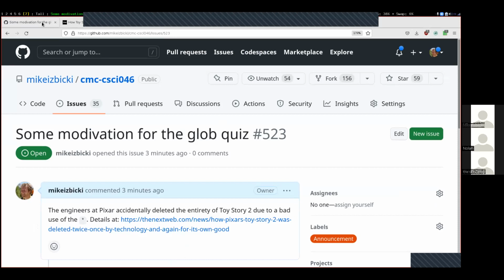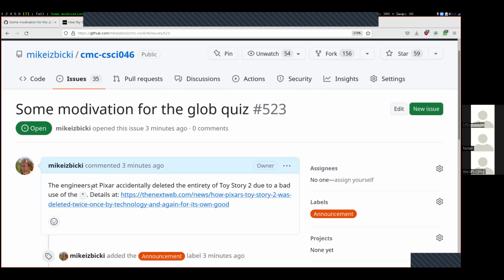So most semesters, I lucked out this semester, but most semesters at some point I do something really stupid with the glob and end up bringing down the Lambda server. It didn't happen this semester, but this is one of my favorite stories in the history of computer science that I want us to talk about real quick.